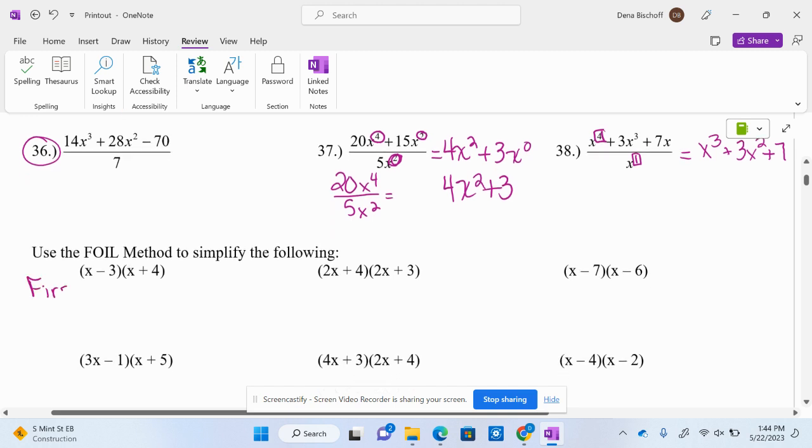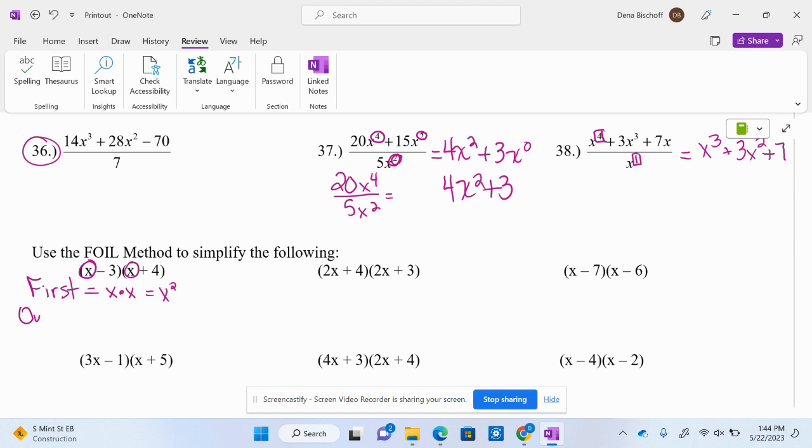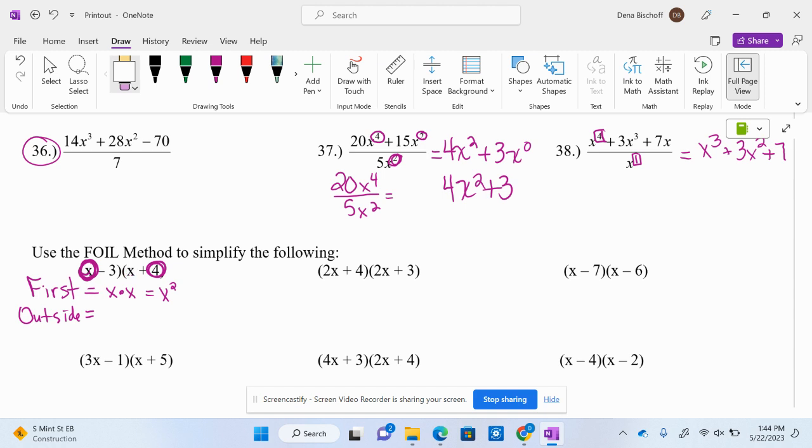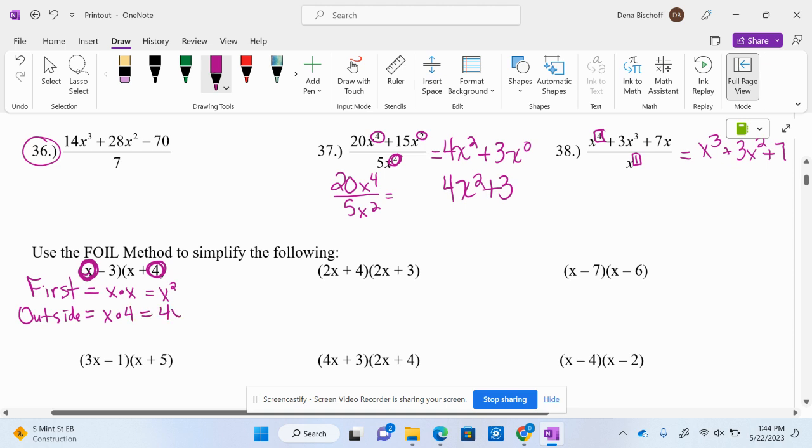F stands for first. Take the first term in the first parenthesis times the first term in the second parenthesis. X times X is X squared, right? Because when the base is the same, we add the powers, we add the exponents. O stands for outside. We take the outside term of the first parenthesis and the outside term of the second parenthesis. What is X times 4? Yeah, 4x.